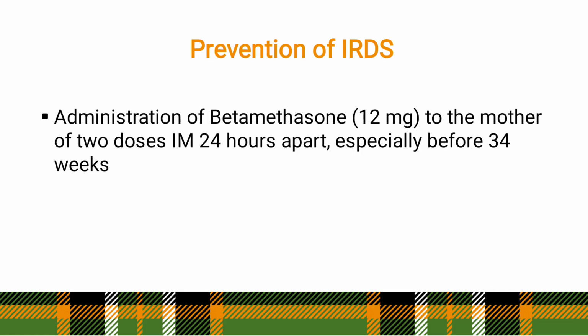So what about the treatment of these cases? First is the administration of betamethasone. We know that glucocorticoid helps in lung maturation. If we see that the mother is going into premature labor, we can give the mother 2 doses of intramuscular betamethasone 24 hours apart, especially before 34 weeks.